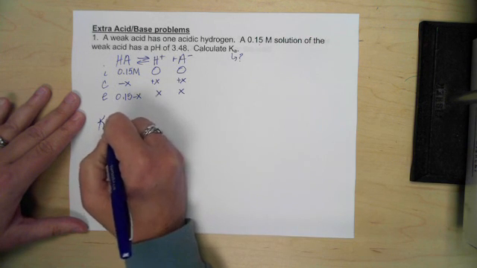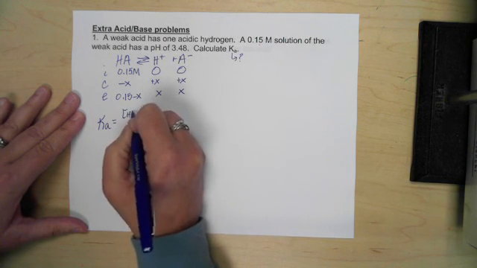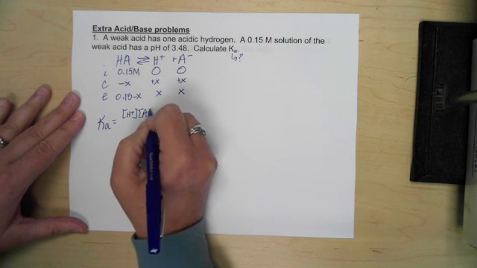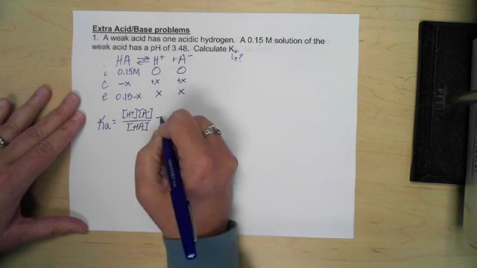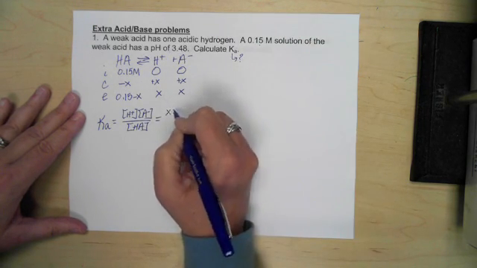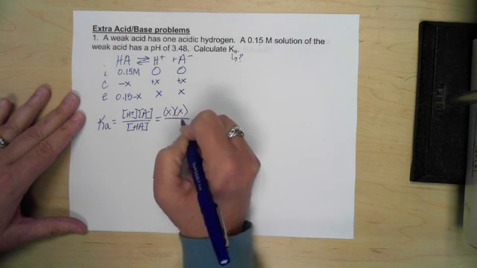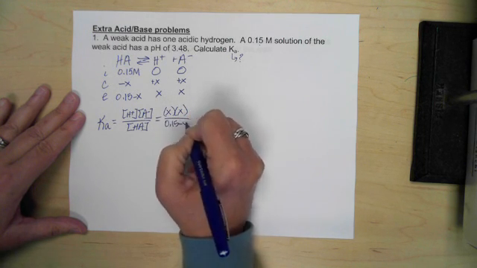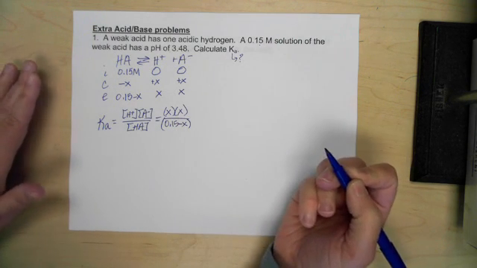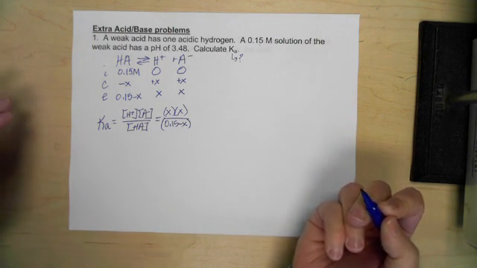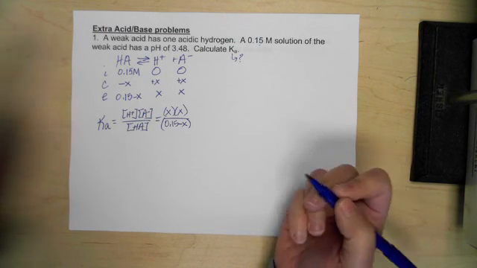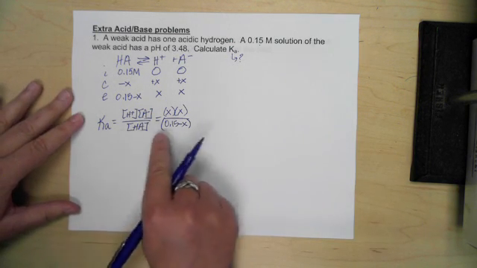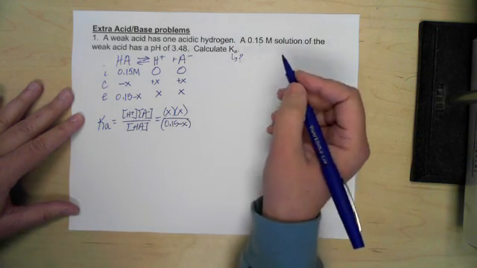So our Ka value will be H plus times A minus over HA, which we substitute in what we know. And here's the thing, if we do that, we have X times X divided by 0.15 minus X is equal to the Ka. Well, here's the problem. We have one equation and two unknowns. So we have to have been given additional information in order to solve for one of the unknowns, so either the Ka or the X. We're looking for the Ka, so it has to be the X.